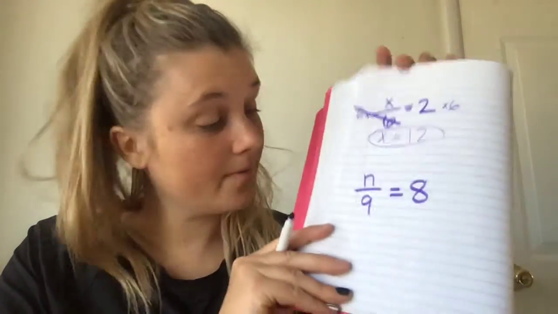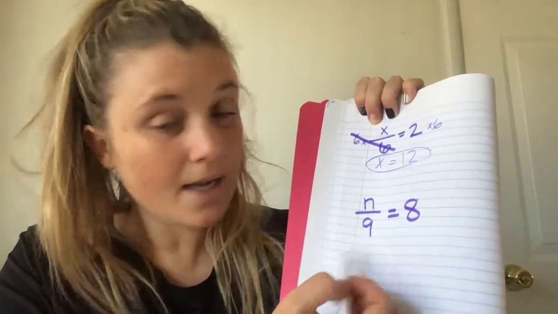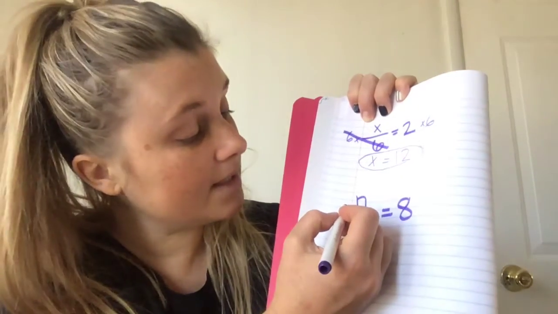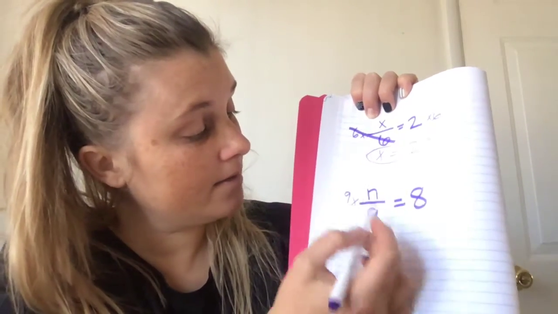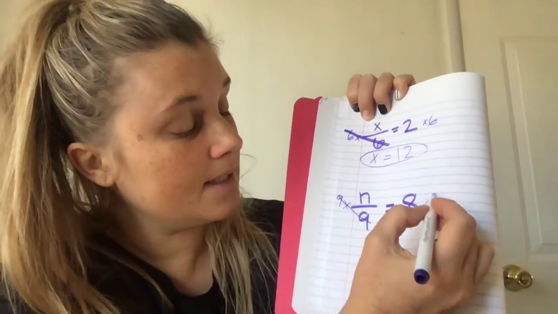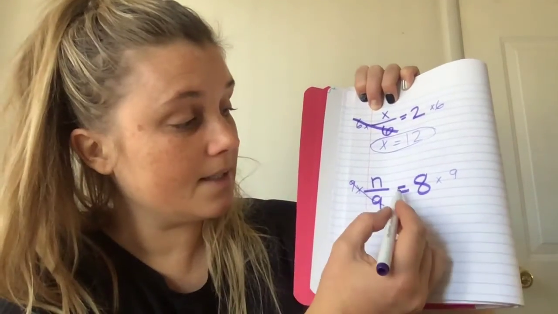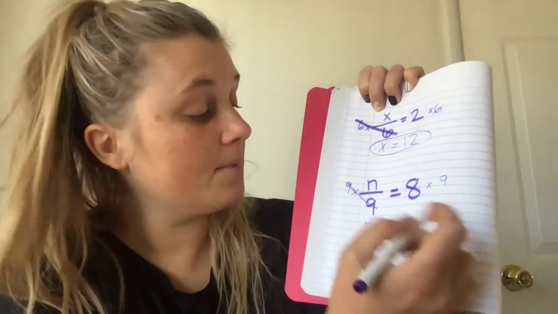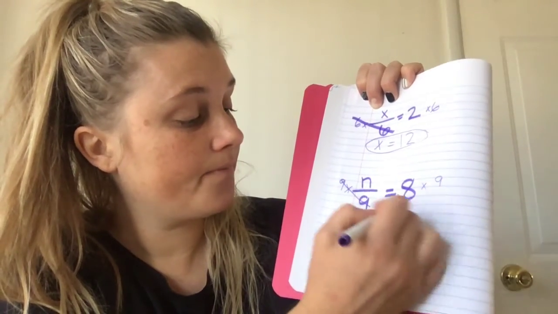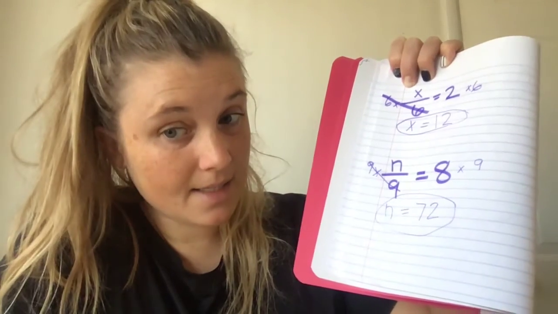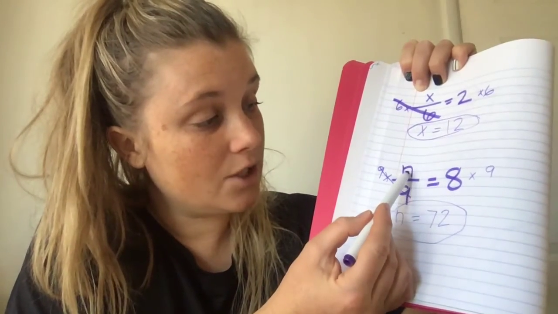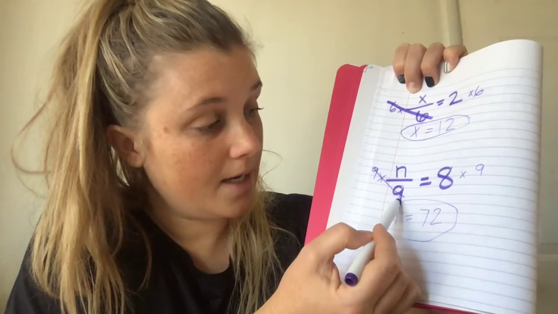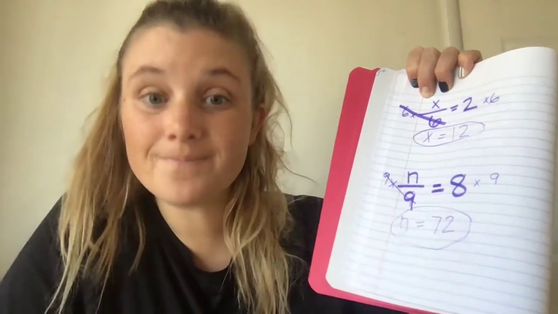Okay, did you get an answer? Something divided by 9 equals 8. So let's times this side by 9 to get rid of that 9. Times this side by 9 because we have to do the same thing because this is equal. And now n equals 8 times 9. What's 8 times 9? 72. Does that make sense? 72 divided by 9 equals 8. It does.